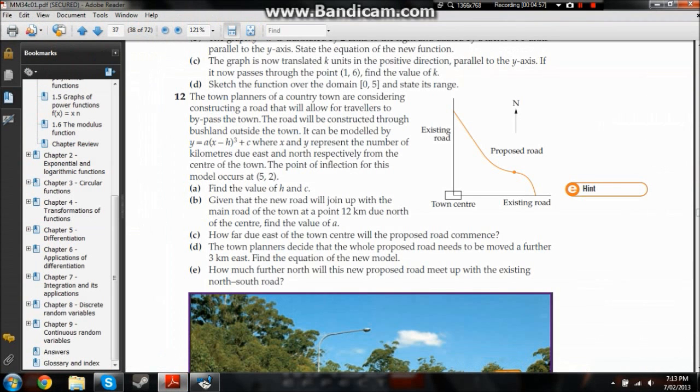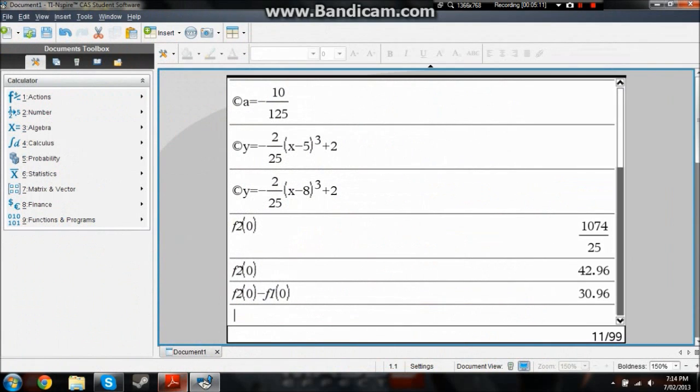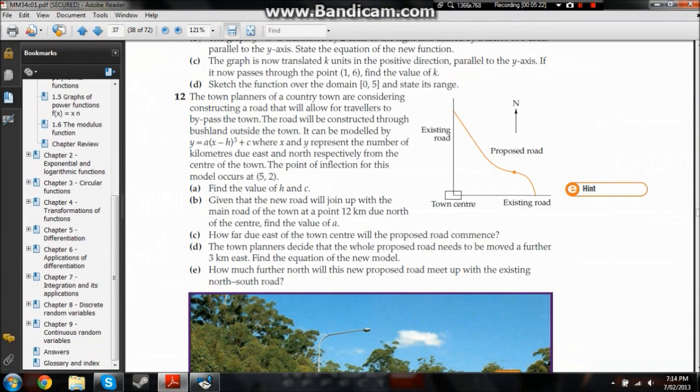But the question asks how much further north will the new proposed model meet up with the existing north-south road. So you basically have to get the y-intercept of the new equation and subtract it from the y-intercept of the old equation, and that'll give you the difference between the two roads. And that's what I've done there. f2 of 0, because the x is 0, take f1 of 0, because both x's are 0, we want the y-intercepts, and you get 30.96. So yep, that's how you do question 12.